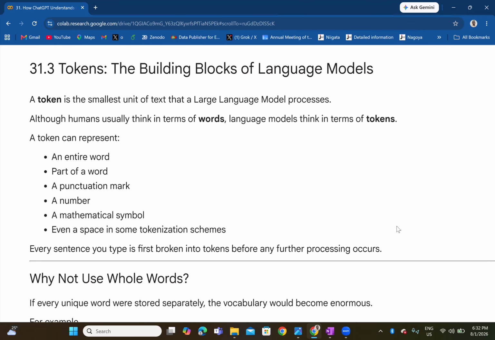Now we're going to talk about tokens, which are the building blocks of language models. A token is the smallest unit of text that a large language model processes. Although humans usually think in terms of words, language models think in terms of tokens. A token can represent an entire word. It can be part of a word. It can be a punctuation mark. It can be a number, a mathematical symbol, even a space in some tokenization schemes. Every sentence you type is first broken into tokens before any further processing occurs.